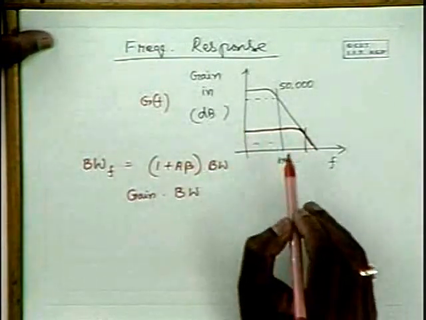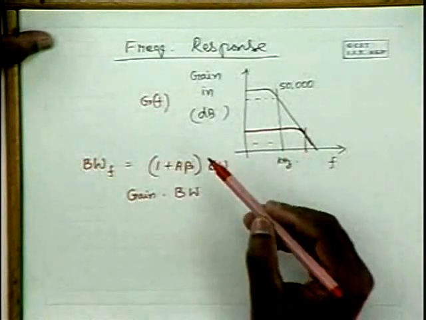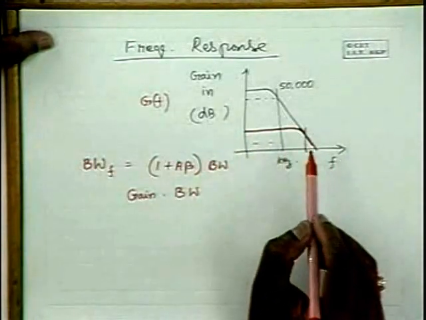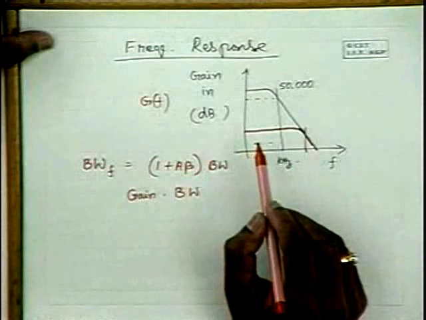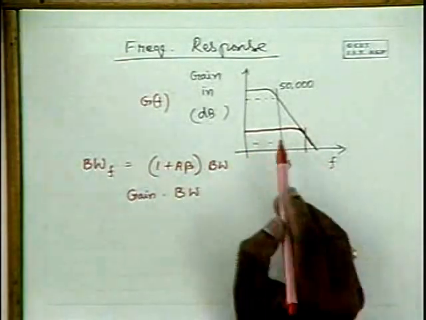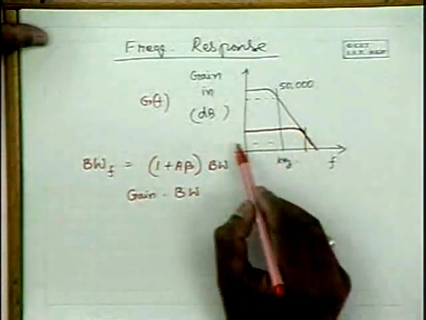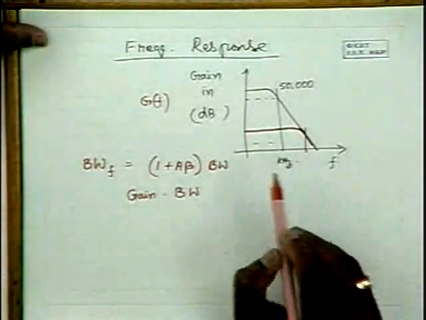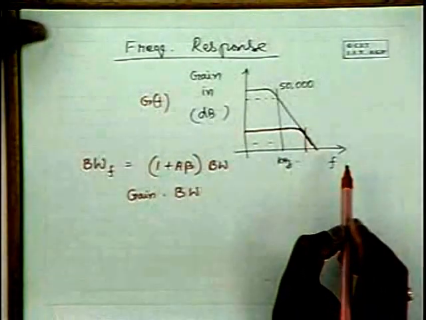So when you use an operational amplifier as a feedback amplifier, and in the process you operate it with some gain, depending on the gain at which you operate, you will get a particular bandwidth. And the gain bandwidth product is constant.